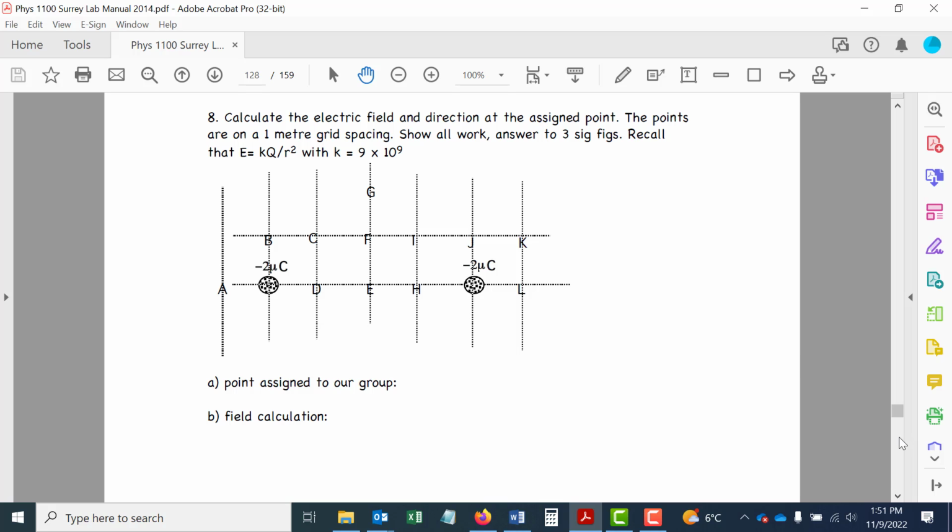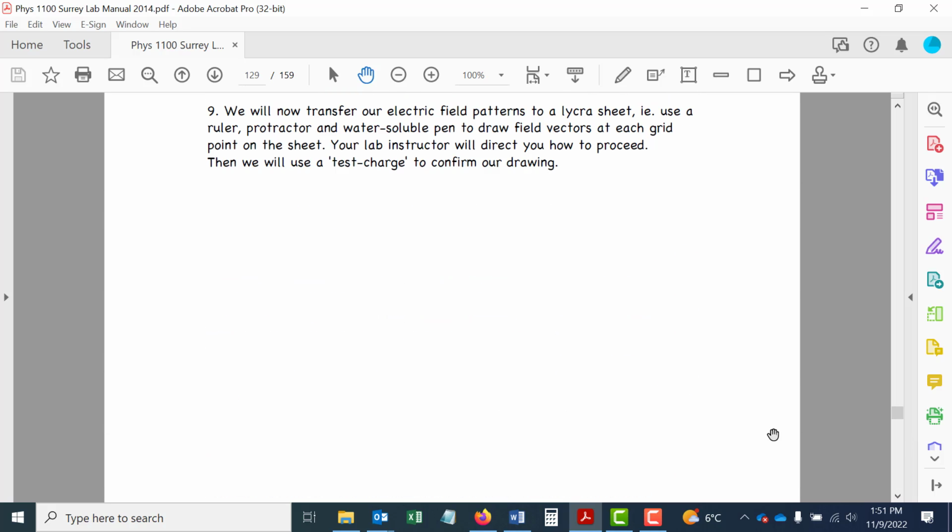Now, the last question in the manual is not worth any marks, and some lab instructors don't do it, so your lab instructor may decide that as a class you're not going to do this one. But what this one is that all the groups in the class are going to put their results from the previous 2 questions on a Lycra sheet, which is a big stretchy fabric sheet. So you would use a protractor and a ruler and a special pen, and you would draw the arrow for the electric field that you calculated for that point to the right angle and the right length. So you would draw the electric field arrow on that sheet.